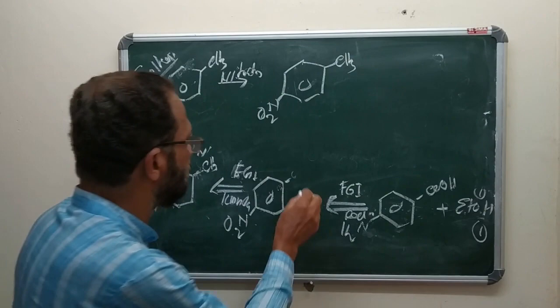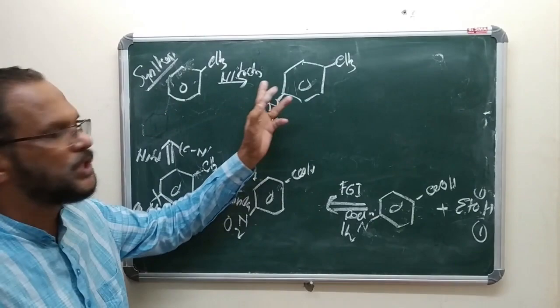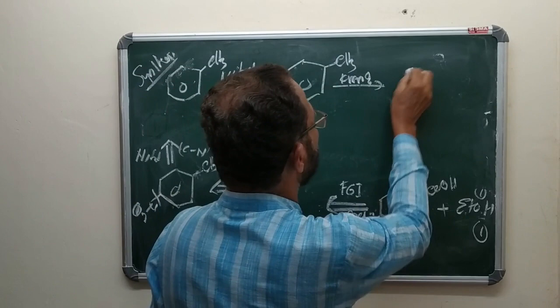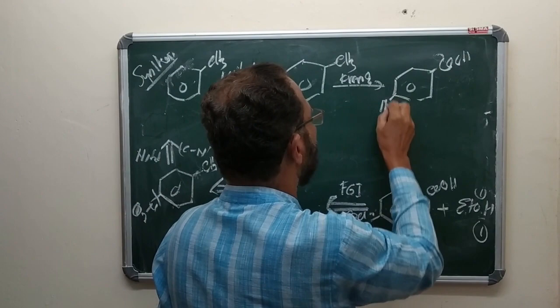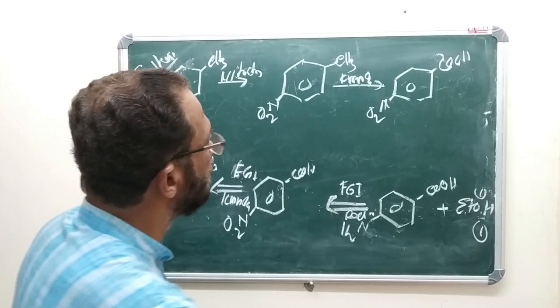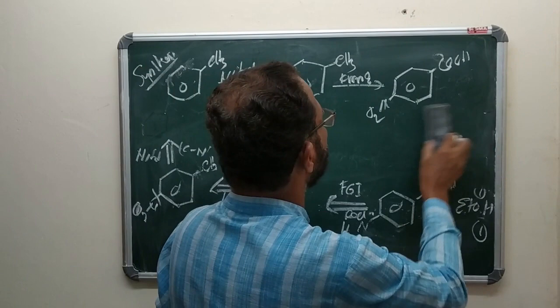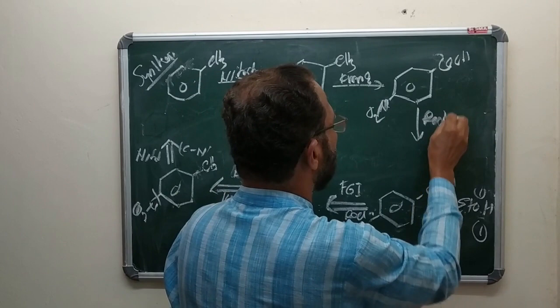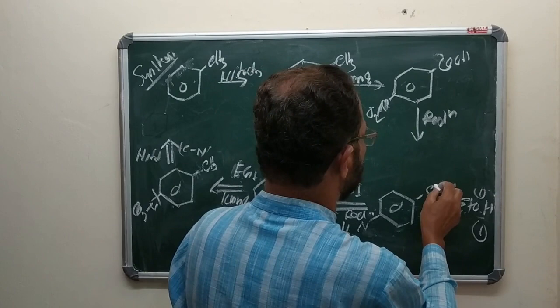Now nitrotoluene is subjected to KMnO4 oxidation. CH3 is converted to carboxylic acid. Then this gives para nitrobenzoic acid. This is subjected to reduction. You will get para amino benzoic acid.